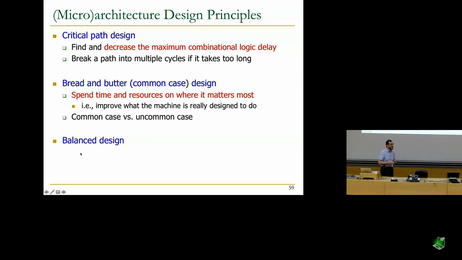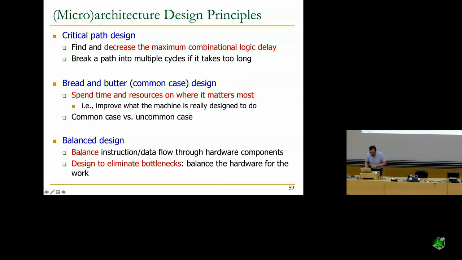And the third one is balanced design. Balanced design is also very important. Basically, this means that whenever you're designing a system, you want to have the system balanced. Now, what does this mean? This also has similarities over here, but in a different way. You want to balance the instruction and data flow through the hardware components. You don't want any part of your hardware to be your bottleneck. Balance the hardware for the work.